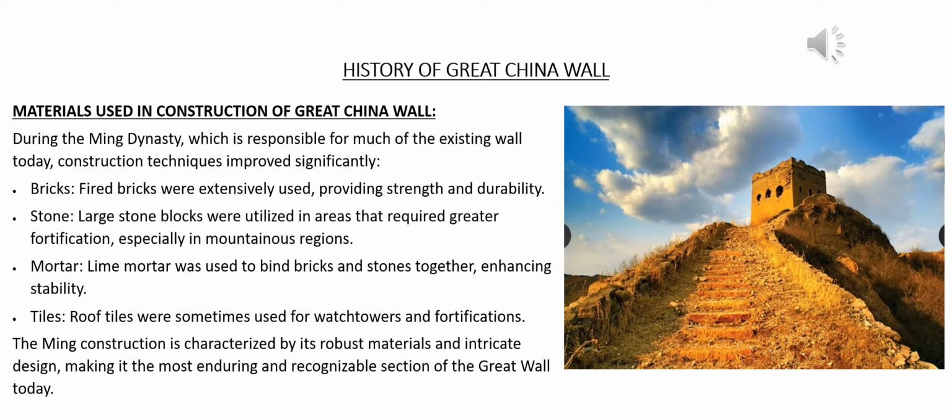Further to slide number 6, we will discuss a few more materials used in the Great China Wall. During the Ming Dynasty, much of the existing wall today, construction techniques were improved significantly. Bricks and fire bricks were used extensively, providing strength and durability. Durability was considered more in the construction of the Great China Wall. That's why it is still existing till date.